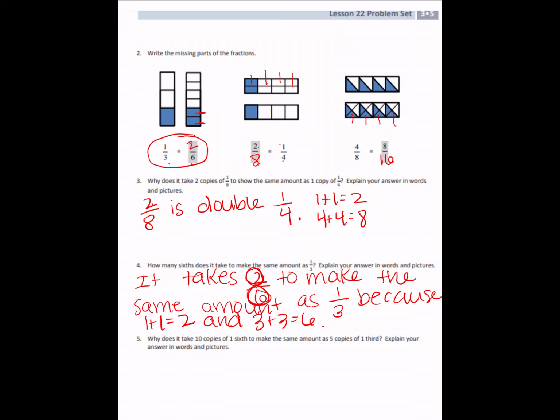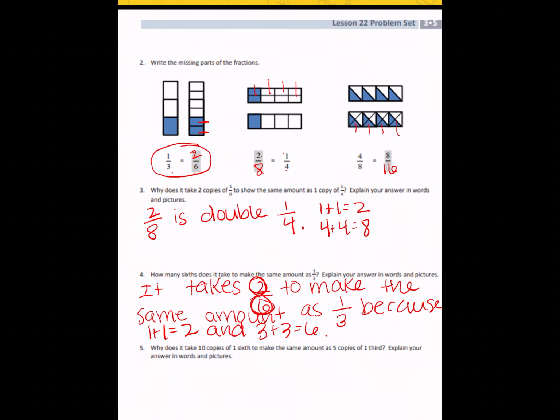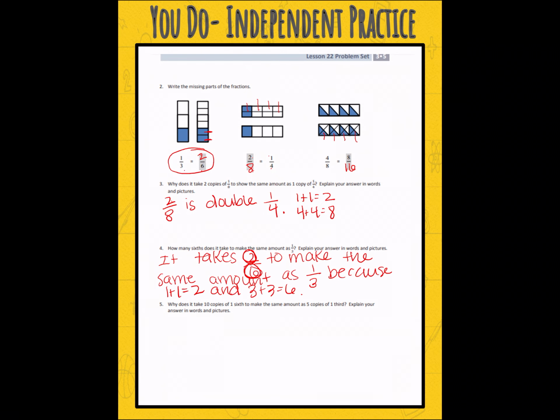Why does it take 10 copies of 1/6 to make the same amount as 5 copies of 1 third? Explain your answer in words and pictures, okay? So what it's really asking us is, oh boy. All right. Sorry, guys. My iPad is not cooperating. Why does it take 10 copies of 1/6 to make 5 copies of 1/3? That's what the question is asking. Why does 10/6 equal 5/3?